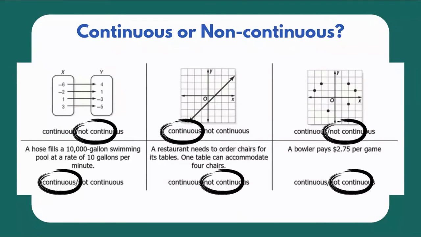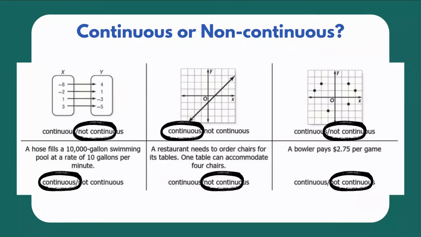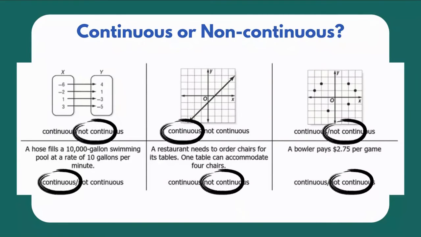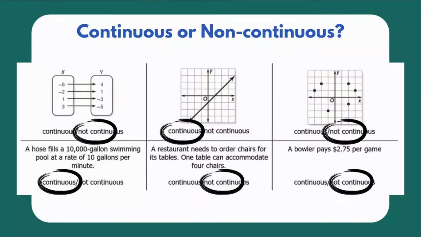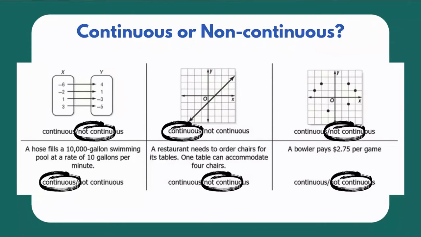The next word problem says, a restaurant needs to order chairs for its tables. One table can accommodate 4 chairs. This is not a continuous function because this would give us a set of ordered pairs. If I had 1 table, that would be 4 chairs. If I had 2 tables, that would be 8 chairs. You can see how if we continued with this pattern, it would give us a set of ordered pairs.